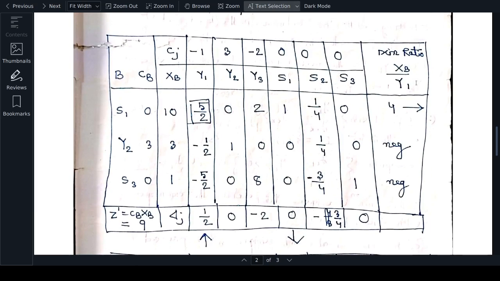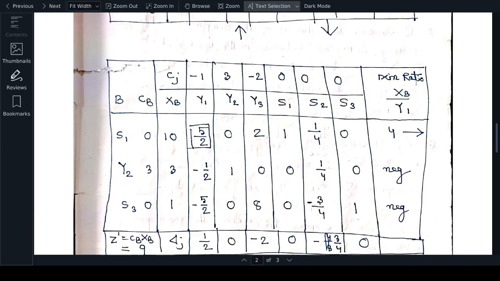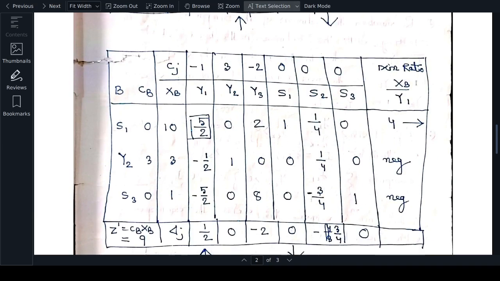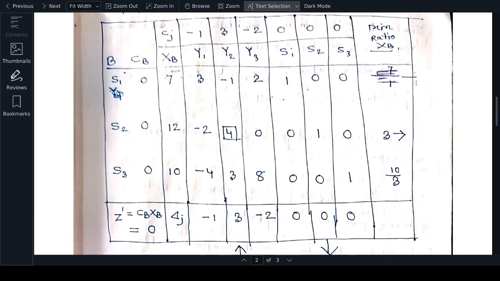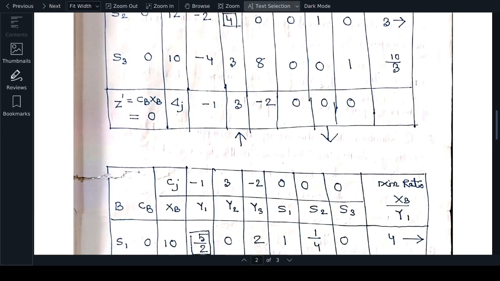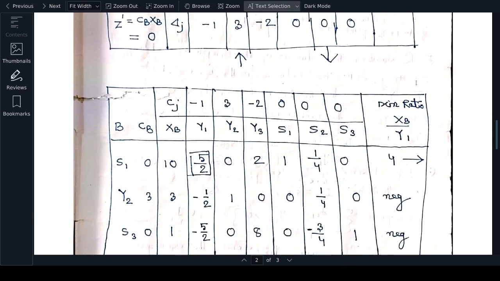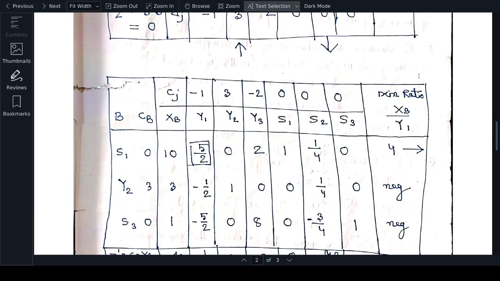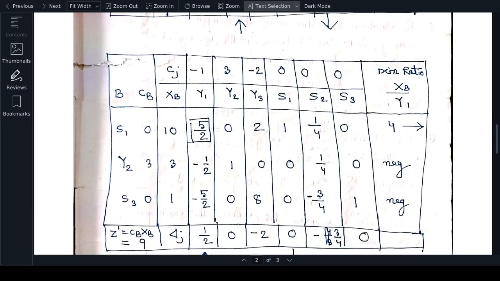Next what we do: the second row is divided by the pivot element. Our pivot element is 4, so all the elements of the second row are divided by the pivot element. So first one is 12, 12 divided by 4, so 3. So in the second table you see 3. Then minus 2 by 4, so this is minus 1 by 2. Then 4 by 4 is 1, so you see 1. 0 by 4 is 0, 0 by 4 is 0, then 1 by 4, then 0 by 4 is 0.